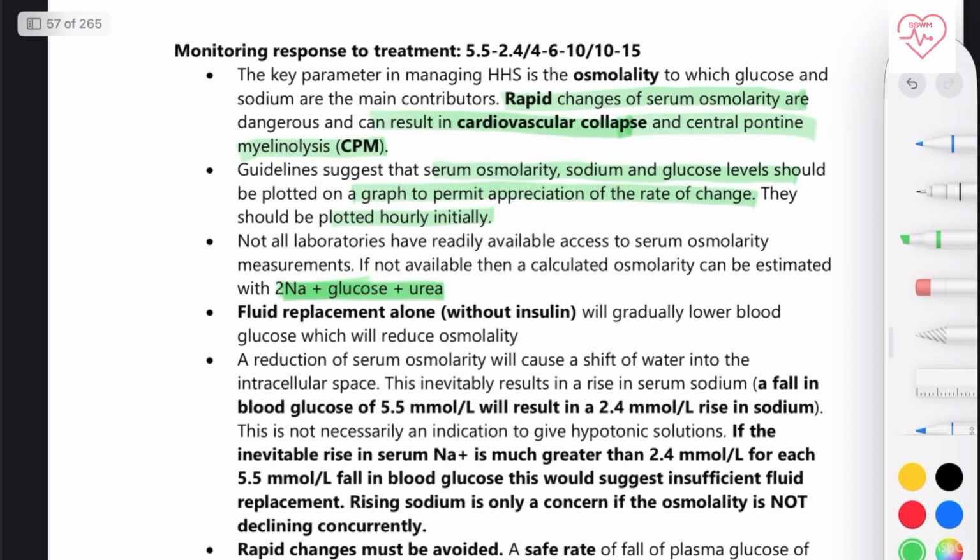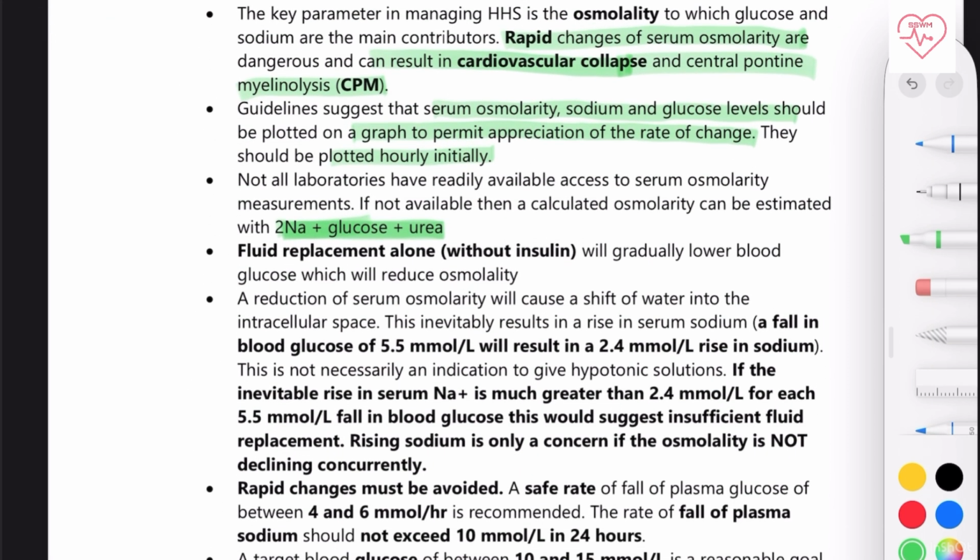Fluid replacement alone without insulin will gradually lower blood glucose, which will reduce osmolarity. A reduction of serum osmolarity will cause a shift of water into the intracellular space. This inevitably results in a rise of serum sodium. A fall in blood glucose of 5.5 millimole will result in a 2.4 millimole rise in sodium.